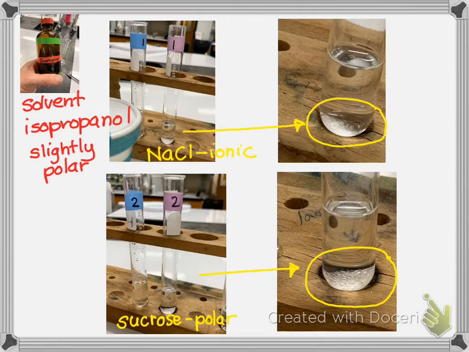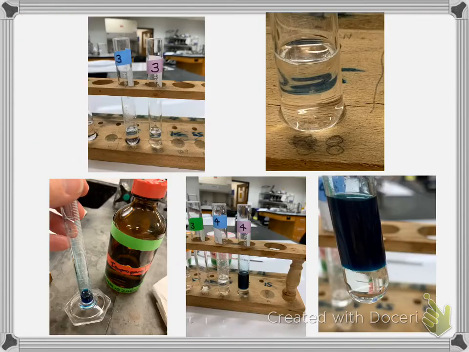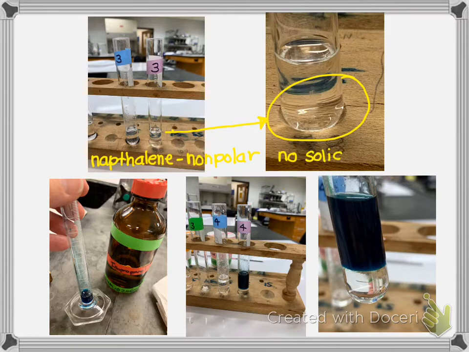Now I'm starting to see kind of a theme. I know sucrose is polar and isopropanol is not dissolving it. So I'm thinking that isopropanol is much more nonpolar than it is polar. Because again, the golden rule is like dissolves like. So then I had number three, and number three was the naphthalene, which is nonpolar. So here it is, and then if I look over here, no solid. So is naphthalene soluble or insoluble in isopropanol? I'm going to write over here just so we remember this is isopropanol still.